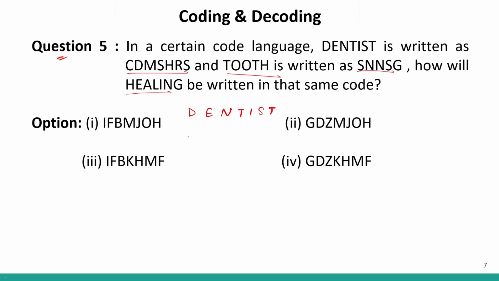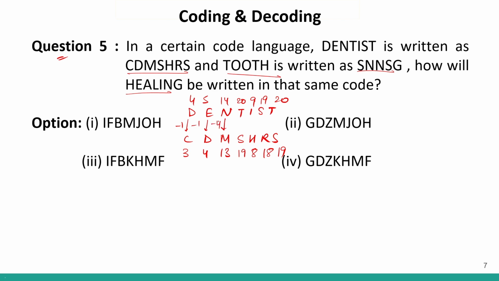DENTIST. Below this, I will write the code. Correct? If I write the forward ranks, D is 4, E is 5, N is 14, T is 20, I is 9, S is 19, T is 20. And for the second one, C is 3, D is 4, M is 13, S is 19, H is 8, R is 18 and S is again 19. So clearly I can see we move one position back in each case.